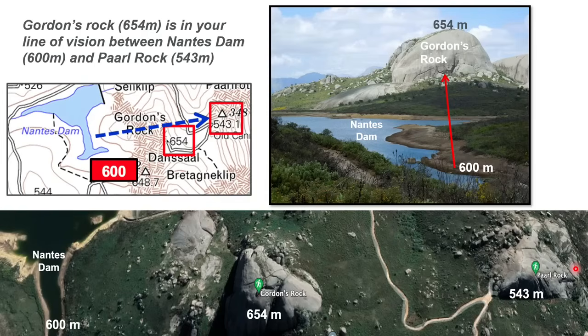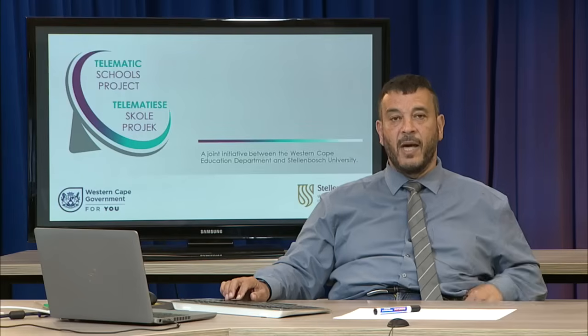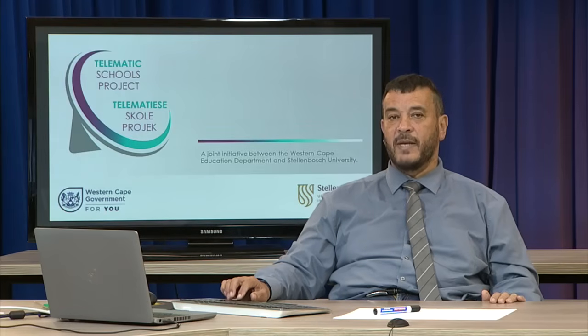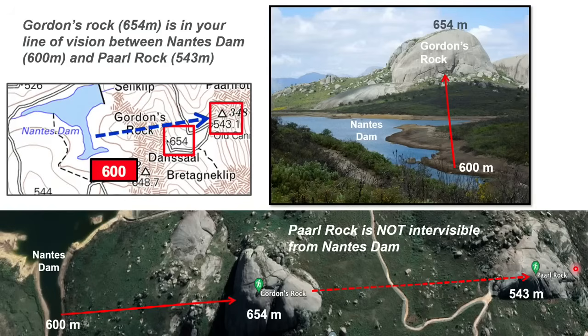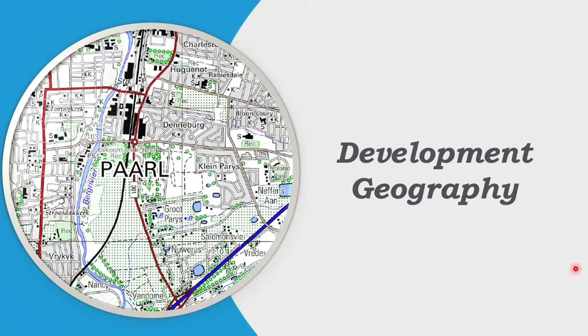Okay, I think you are quite clear on what intervisibility is. If you didn't understand it before now, I think that now you do understand what we mean by intervisibility. Right, Paul Rock is not intervisible from Nantes Dam. We've established that well and truly, so let's move on.